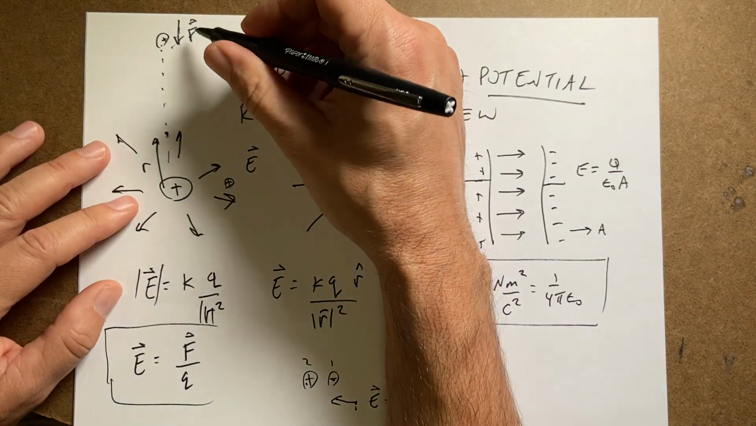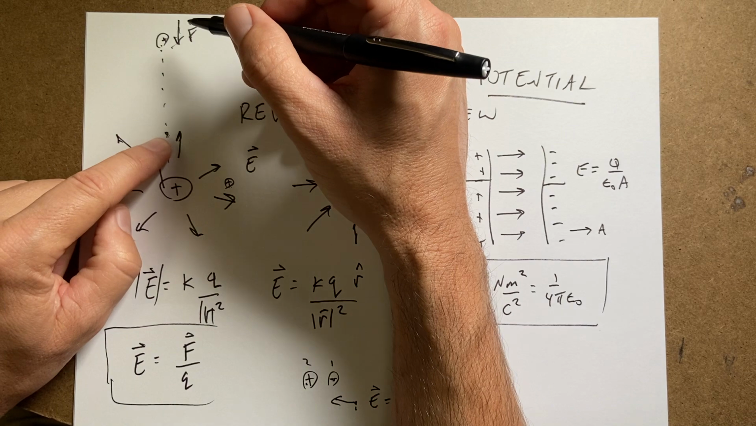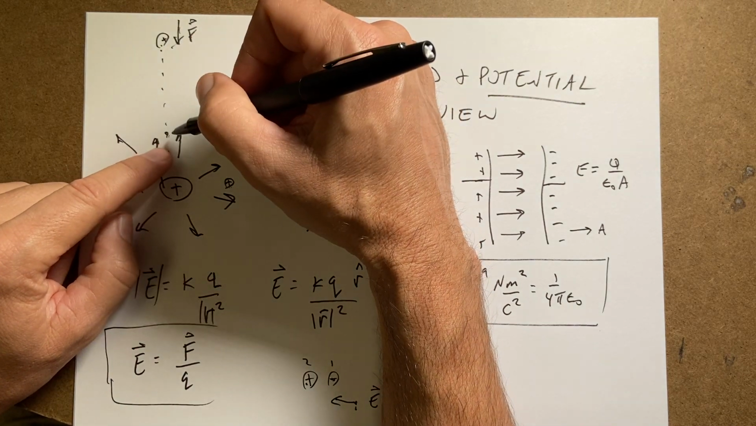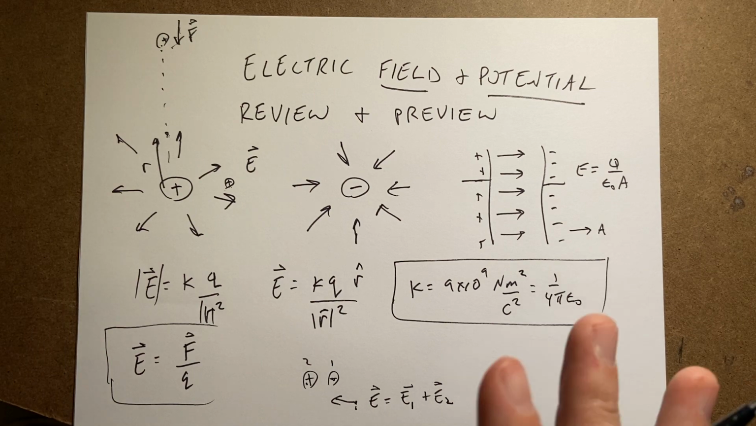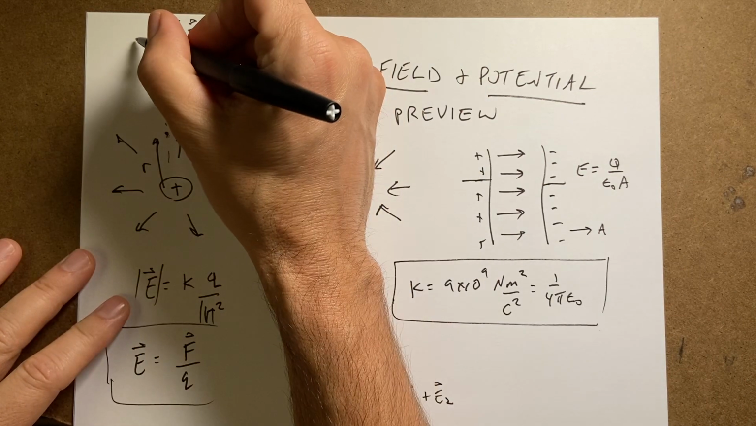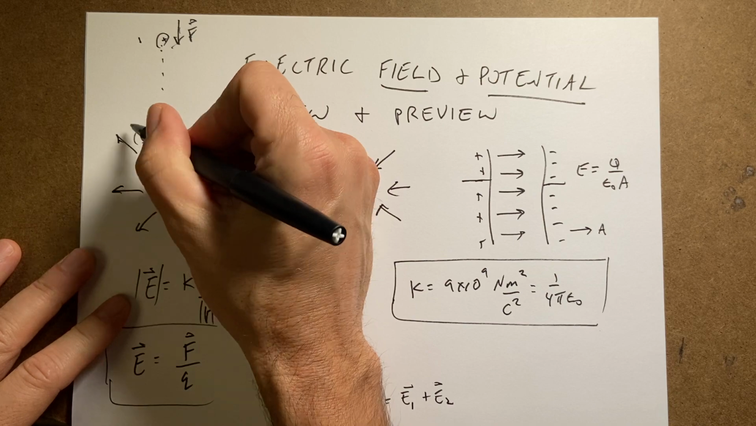So if I do work on the particle to move it here, I could also say there's a change in electric potential energy. So the change in electric potential energy is related to work. So you always have to have a starting and an ending point.